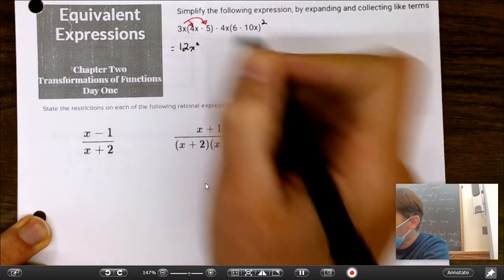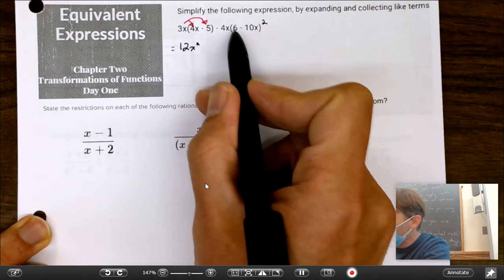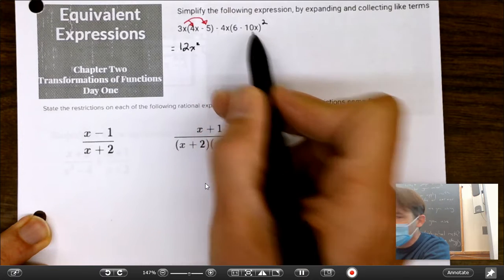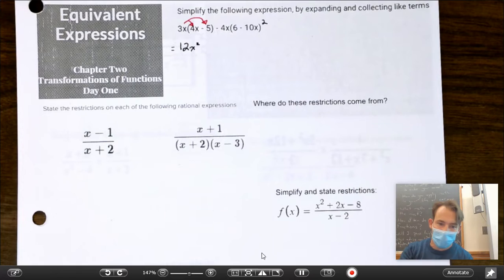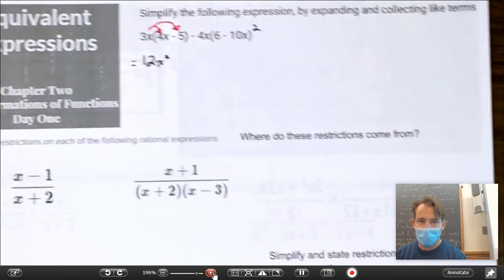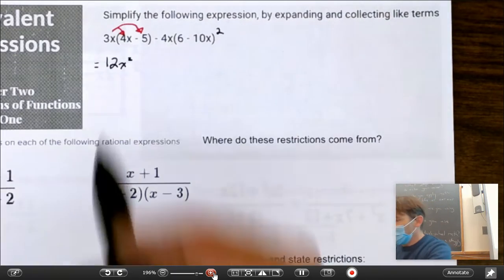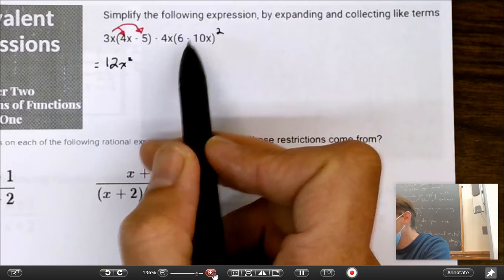BEDMAS, yes, that's exactly it. BEDMAS dictates I have to do brackets first. Why can't I do anything inside that bracket, 6 minus 10x? Because they're not like terms. That's right, those are not like terms, so I can't do anything in there. There's nothing left to do inside that bracket. But once that's finished, I just have to leave it in that form and then do my stuff.